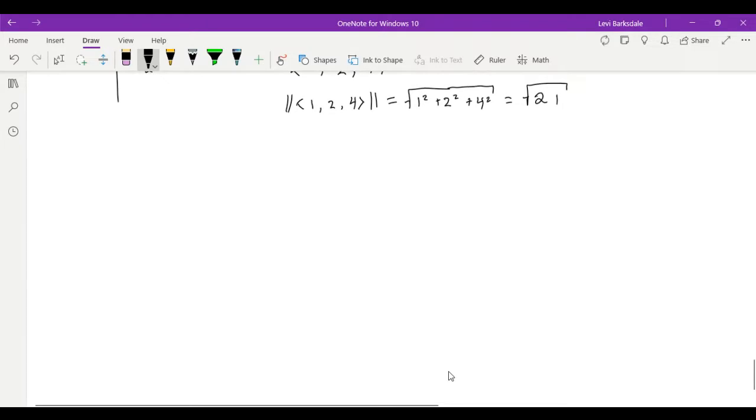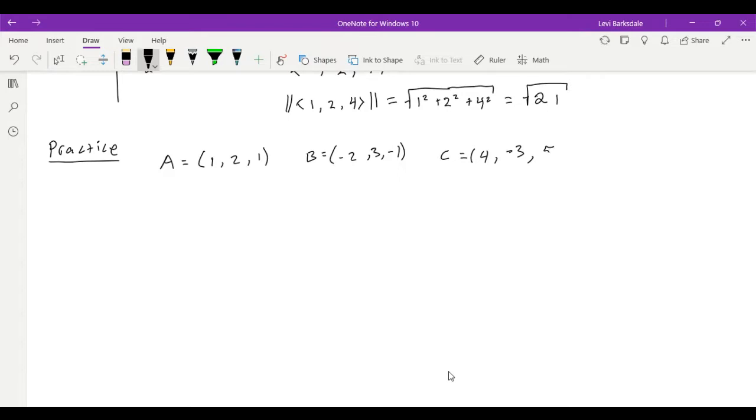All right, time for some practice. Let's say we have 3 points. A is (1, 2, 1), B is (-2, 3, -1), and C is (4, -3, 5). I want to know what's the vector from A to B. You'll often see that written like this. I also want to know what's the vector from A to C.